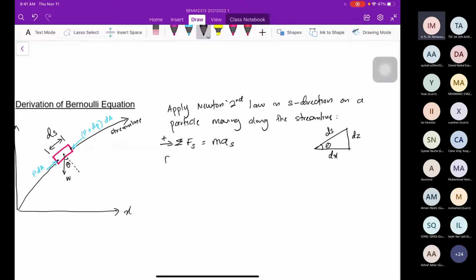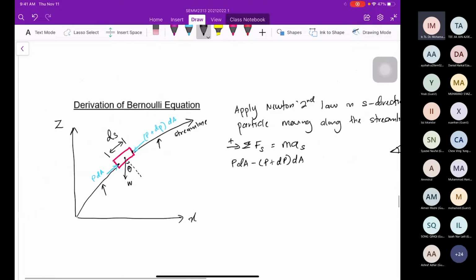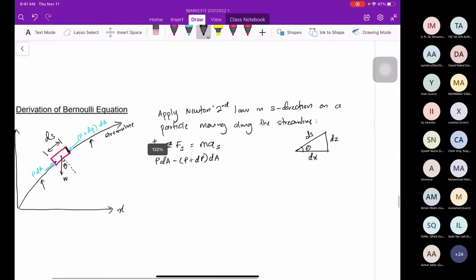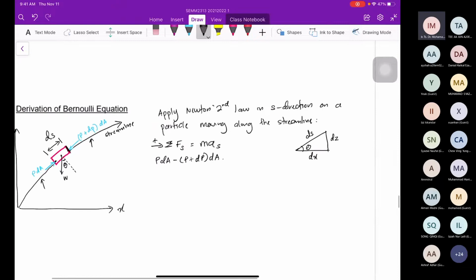So, let's do the summation of force, positive to the right, negative to the left. We start with PdA, which is here, minus this one facing to the left: P plus dP multiplied with the cross-sectional area of this. And then minus W, the weight.